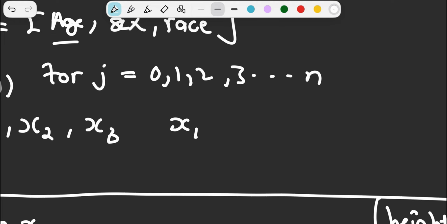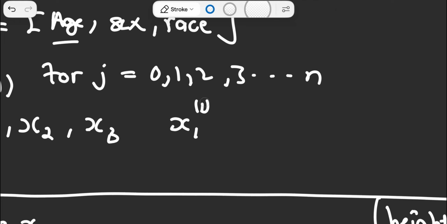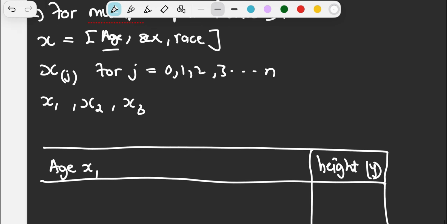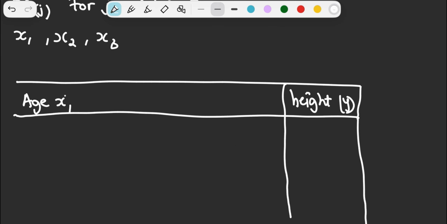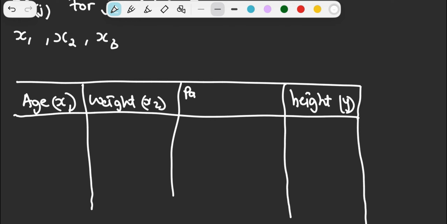So you can have x1 to the power of 1. What this means is that for the first training example, the value of x1 for that. So you can have age, and I'm going to call that x1, which is basically the age of a person. You can basically have the weight of the person in kgs, so I'm going to call that x2. We can basically have the parents' height. Maybe they got the genes from their parents, or the parents are tall or something like that. So we're going to say x3, and so on.